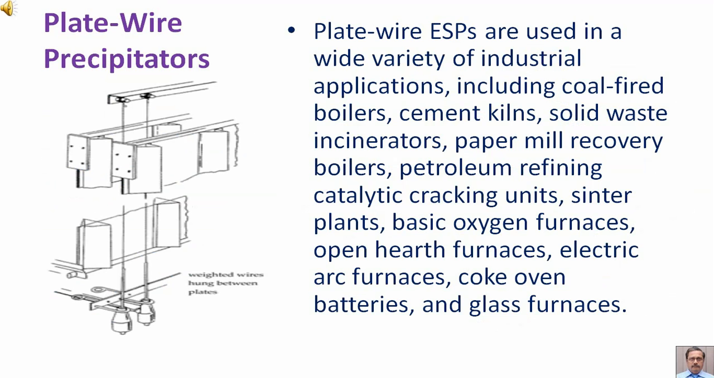Plate wire precipitators. Plate wire electrostatic precipitators are used in a wide variety of industrial applications, including coal-fired boilers, cement kilns, solid waste incinerators, paper mill recovery boilers, petroleum refining catalytic cracking units, sinter plants, basic oxygen furnaces, open hearth furnaces, electric arc furnaces, coke oven batteries, and glass furnaces.